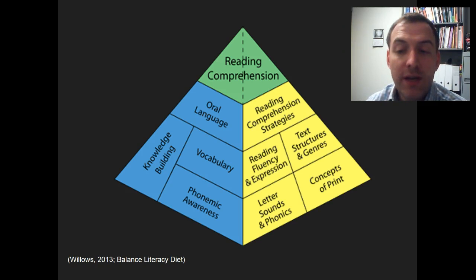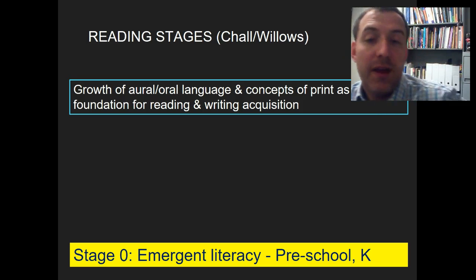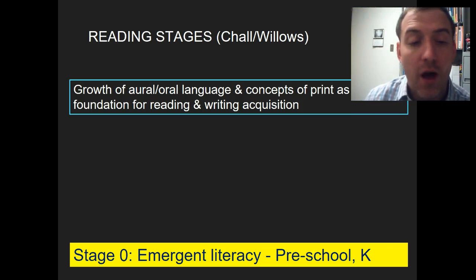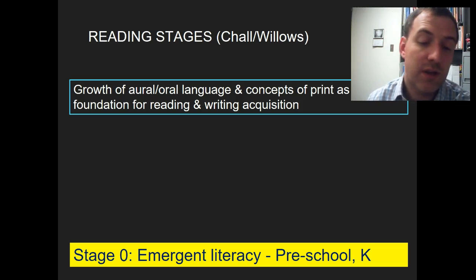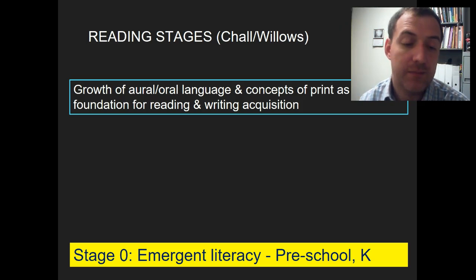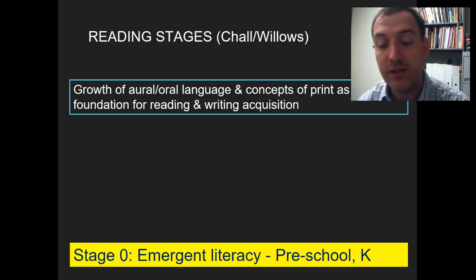And when we look at reading in particular, we know that, again, there are stages in which we develop these skills. We've already talked about this, but this is just for a quick review. Looking at the Jeanne Chall stage of development, stage 0 is the emergent literacy stage.